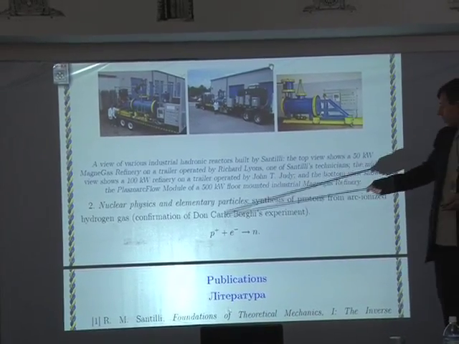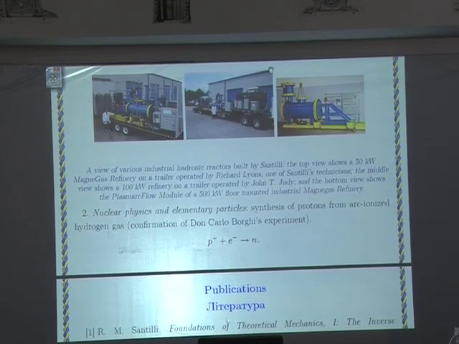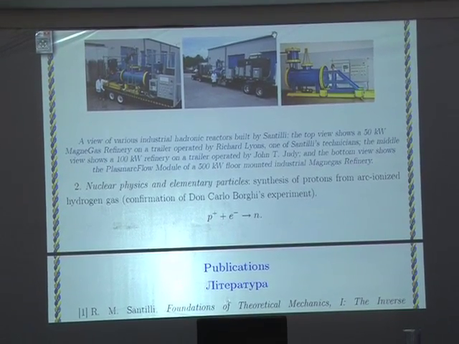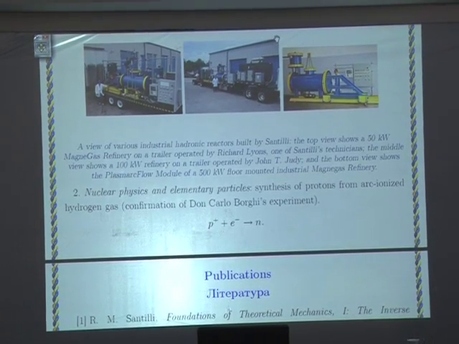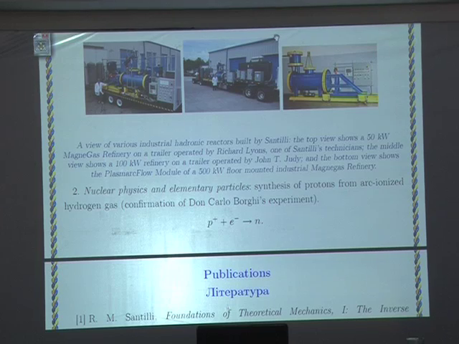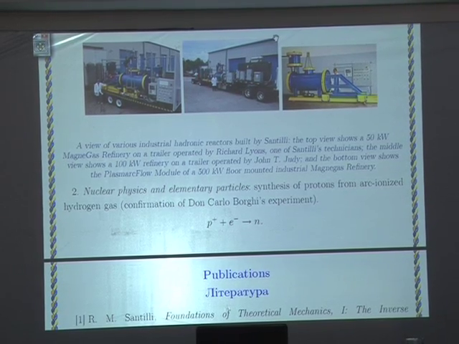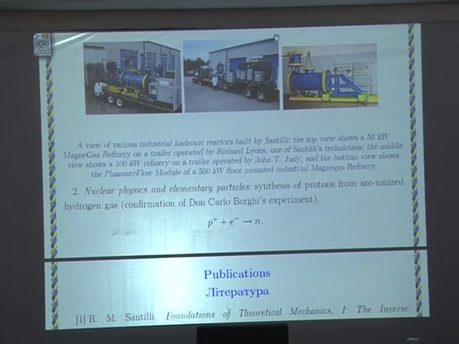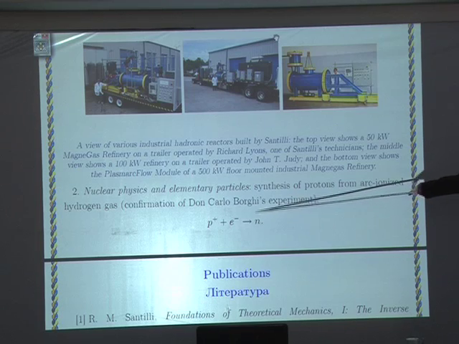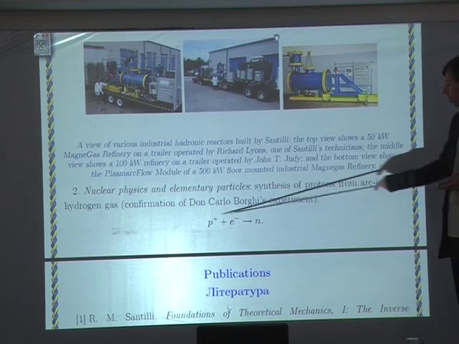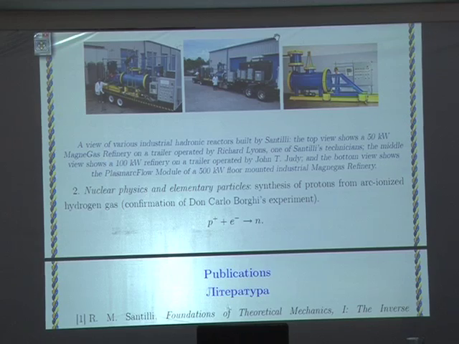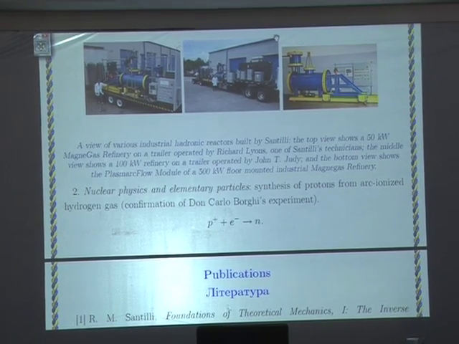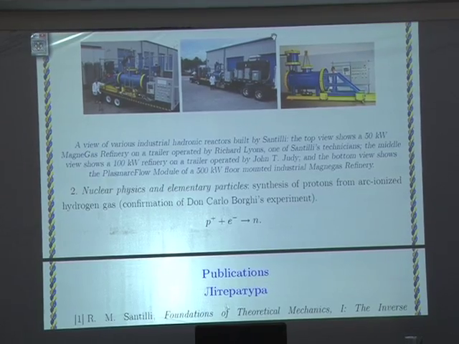And there was a confirmation of Don Carlo Borghi's experiment, when we have a klystron, a simple klystron filled with hydrogen. And when we put this arc and apply high voltage into this arc, correct and suitable neutron detectors show the generation of such particles, which we can call pseudo-neutrons. And this pseudo-neutron can then be used in some industrial applications to produce different kinds of energy using nuclear energy.